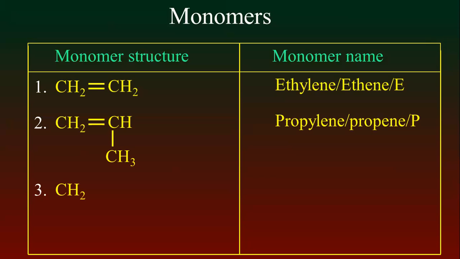Then the next one, this is another monomeric structure. Here you will see one hydrogen atom is replaced by a phenyl group. Here this is the phenyl group. Just one hydrogen atom is replaced by this phenyl group, and the name of this monomer is styrene, or ST.